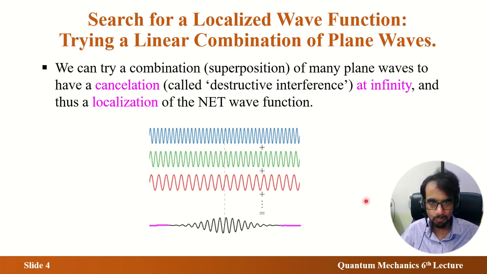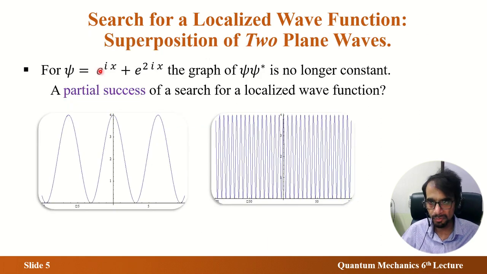So next is how to get localization. Does this idea work? For that, first I show you a graph with two waves. Previously I had many waves, but if you have two waves, you take that and multiply with the complex conjugate, the result is real. You make a graph of that and you get this. There was no cancellation, there was no 0, but now you have a 0. So it is a partial success, but the question is whether that 0 at infinity survives.